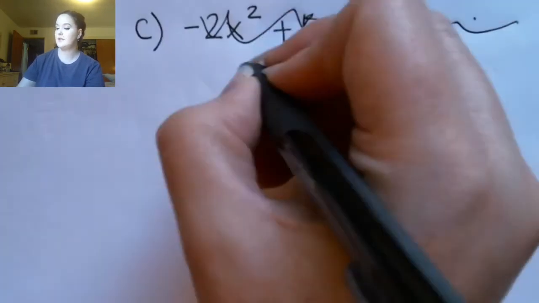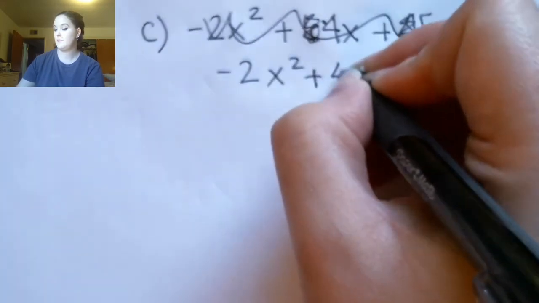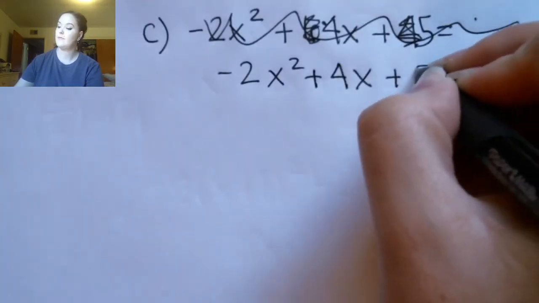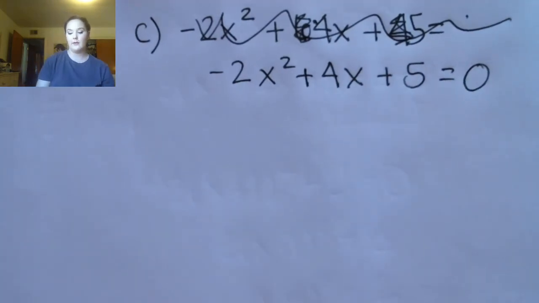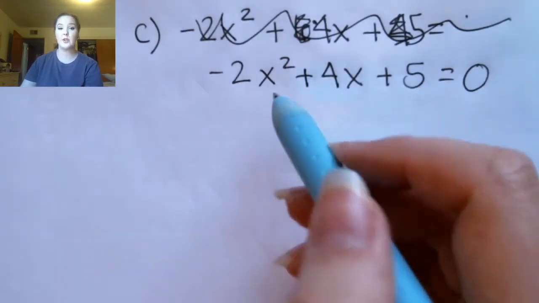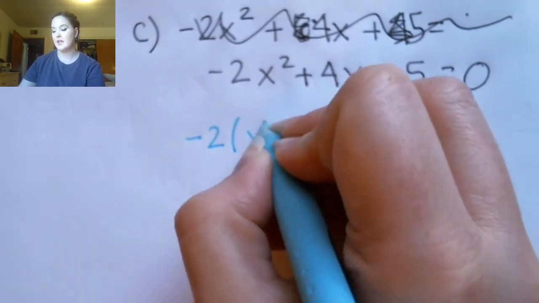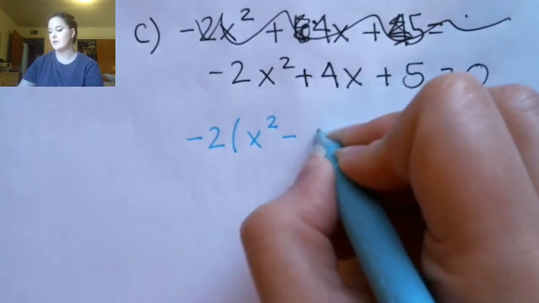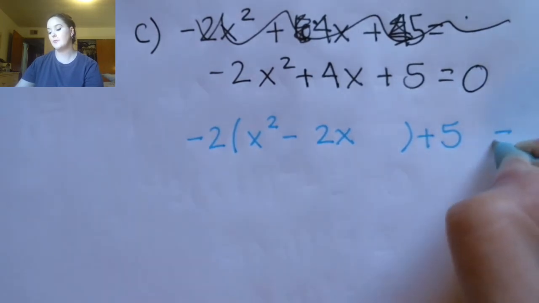Let's rewrite this. Okay. All right. So the first thing we're going to do is group our first two terms, and we're going to factor out this -2. So we'll have -2 times x squared minus 2x. Okay, and remember, we're leaving that 5 completely alone.